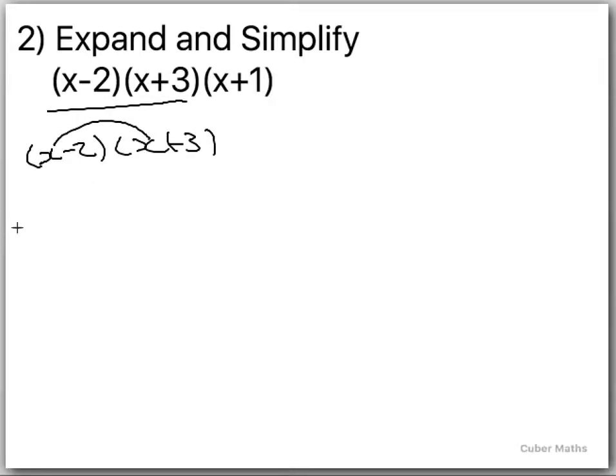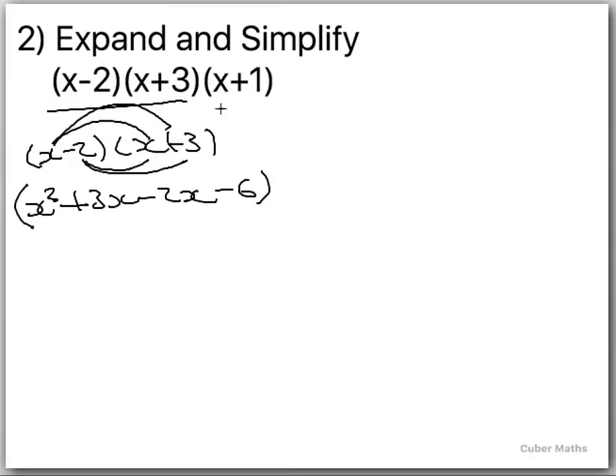So x times x is going to give us x squared. x times 3 is going to give us plus 3x. Minus 2 times x is going to give us minus 2x. And minus 2 times plus 3 is going to give us minus 6. Now we put brackets around that and times it by what's left, our x + 1.